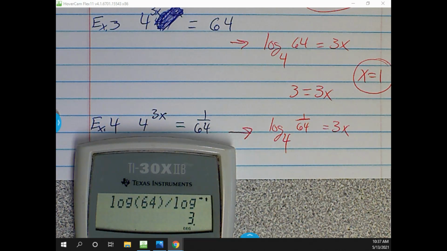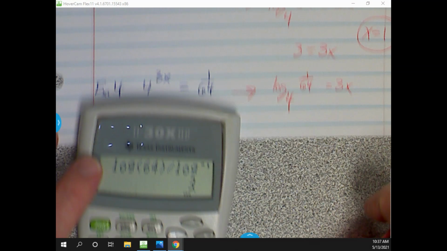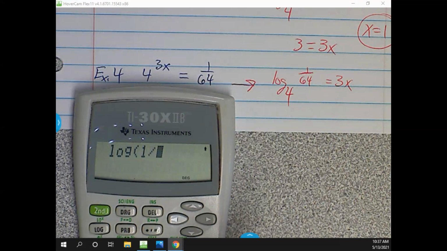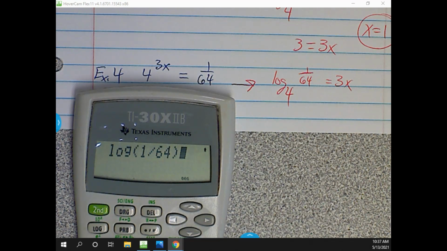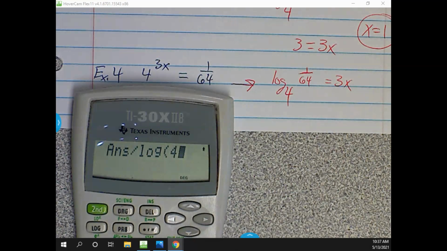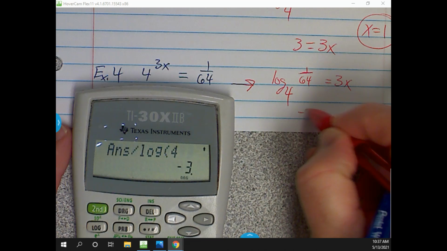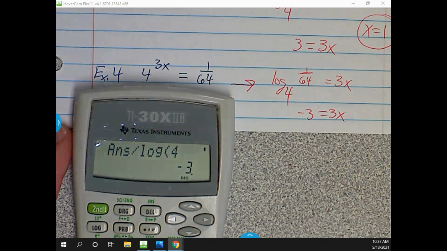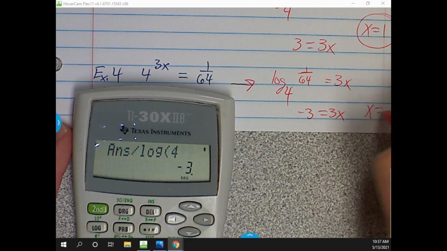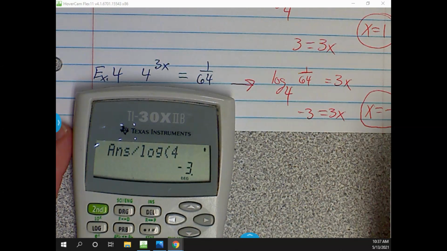All right, when you go to plug that one in on your calculator, you've got the fraction part that's here. When you do the log here, instead of being the number, it's 1 over 64, so just do 1 divided by 64. So even if it's a fraction number, when you're plugging it in, just make sure you put it around parentheses and it's still okay. And then do divided by log of 4, and that comes out to be -3. Okay, and then take -3 divided by 3, so then that x comes out to be -1.